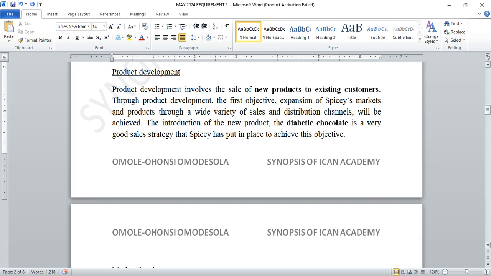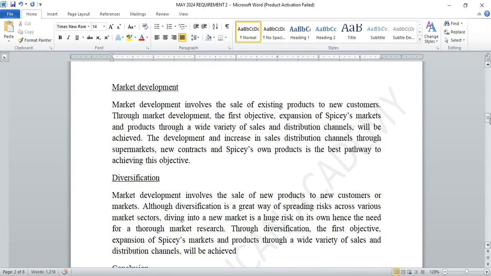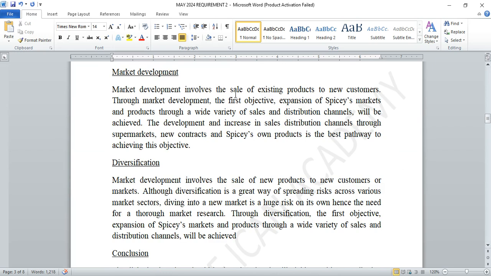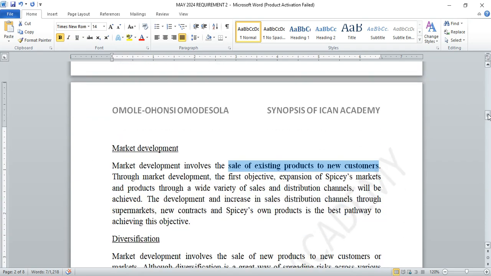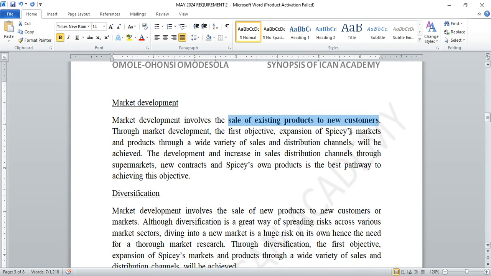You get. Now, moving on to market development. Market development is the sale of existing products to new customers. Don't mix it up. Market penetration: existing products, existing customers. Product development: new products, existing customers. Market development: existing products, new customers.